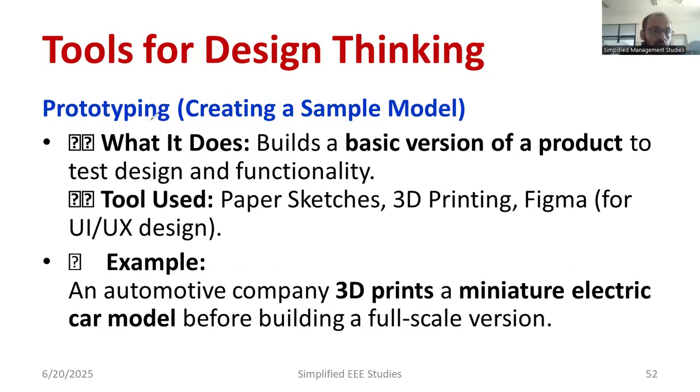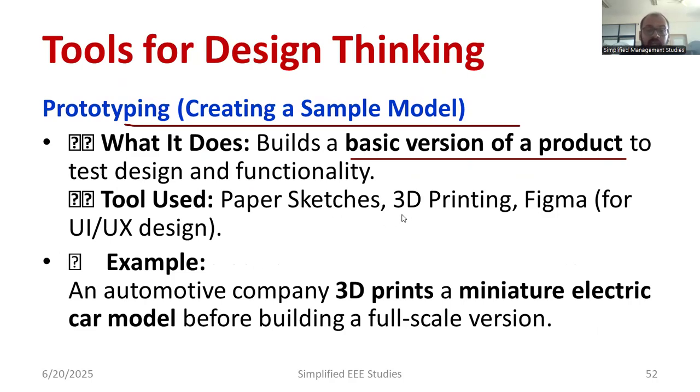The third one is called prototyping, creating the sample model. It gives the basic version of the product which will be developed in real time. For example, you can go for 3D printing. You might have heard about 3D printing, right? By using 3D printing, you will get an exact replica of the real-time application. Another tool is called paper sketches. You can go for drawing, I can say CAD drawing.